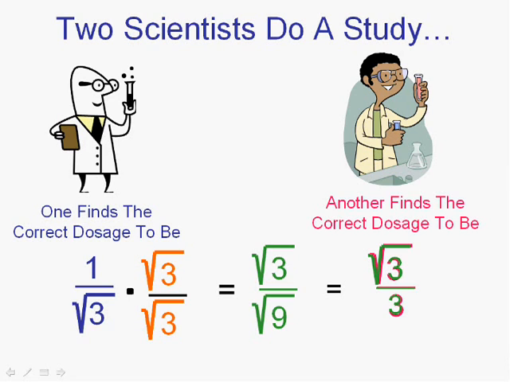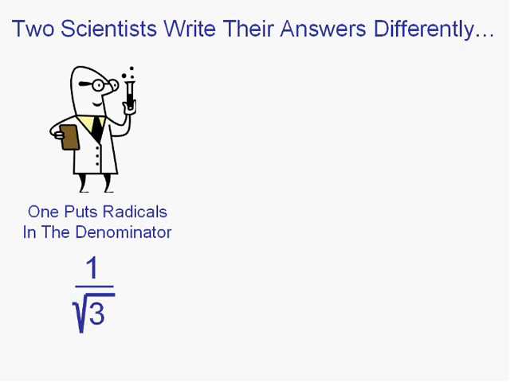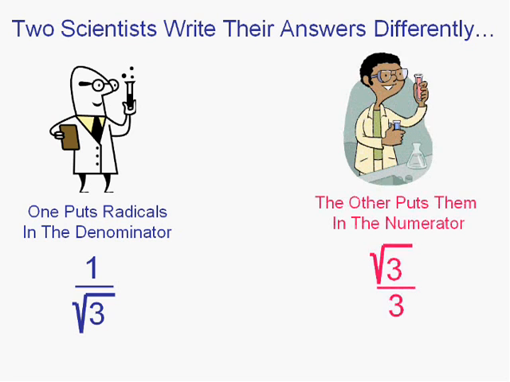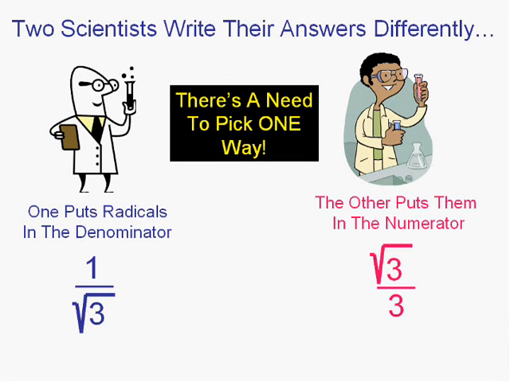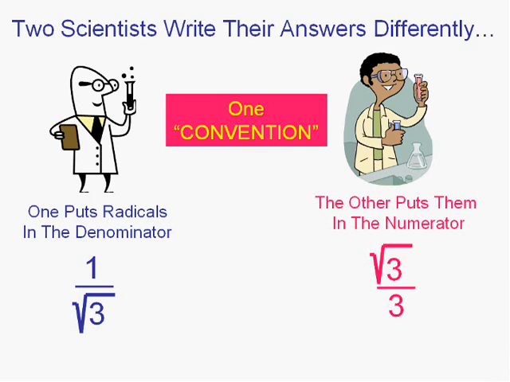Even though both answers were really the same, our problem was the two scientists wrote their answers differently. The first guy put his radical in the denominator, and the other one put his radical in the numerator. But we still want to be able to compare our answers with each other. We need to pick one way that we're all going to do it. We call that a convention.